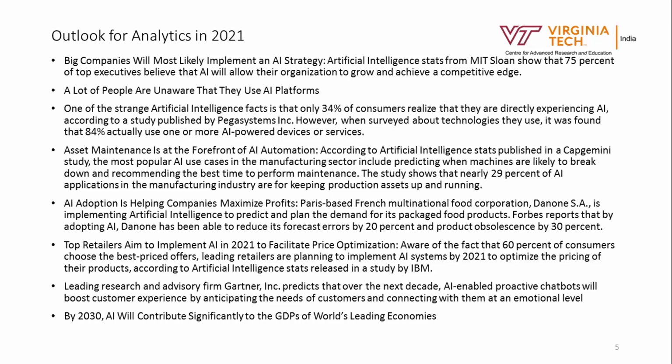So next one is just another example, but at the end of the day, it's revenue or maximizing profits. This is going to drive most decisions, and that's what is happening. So there's another example about a French company called Danone. In fact, they're also present in India. I think they make biscuits and a few other items. So they're predicting and planning the demand for its packaged food products. So it's just amazing.